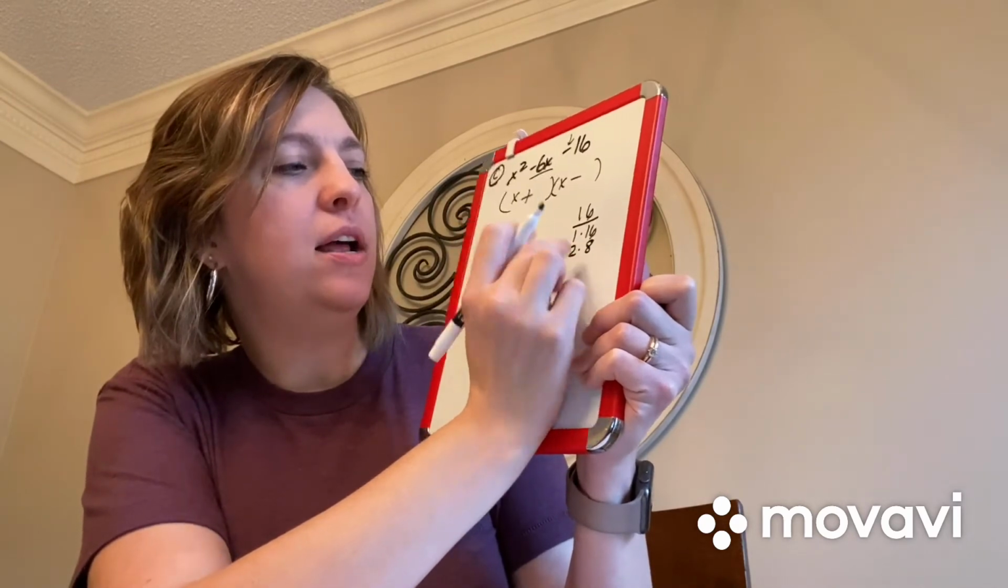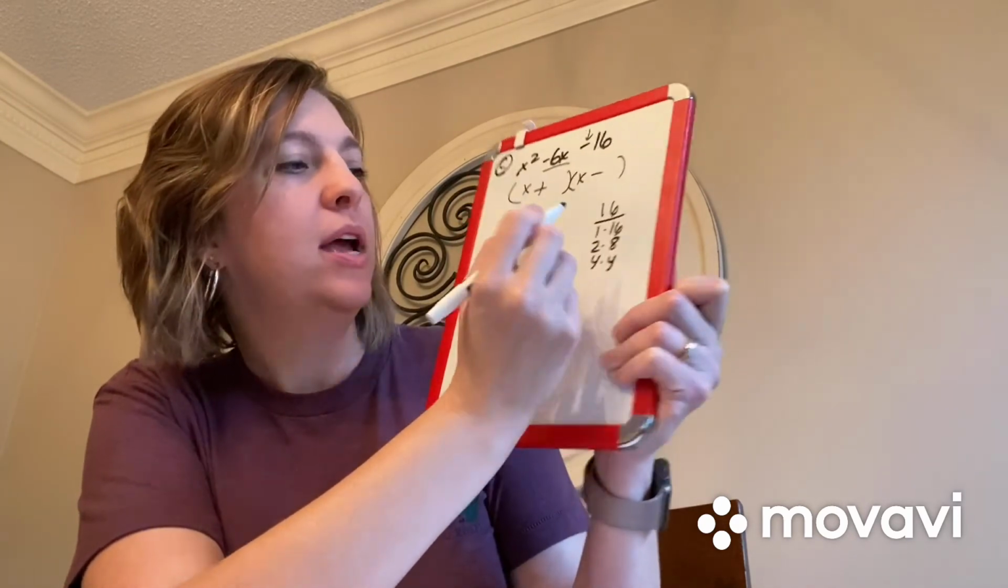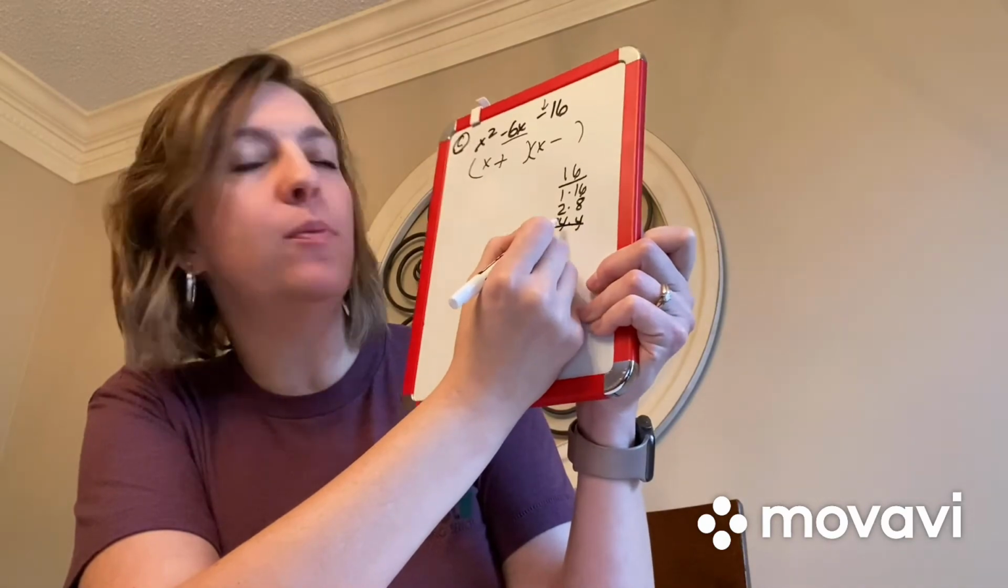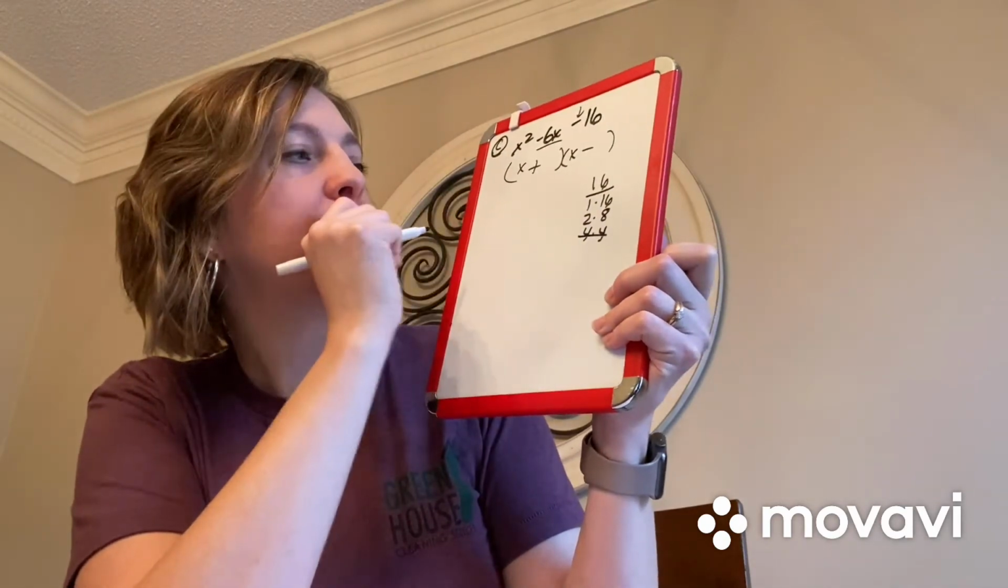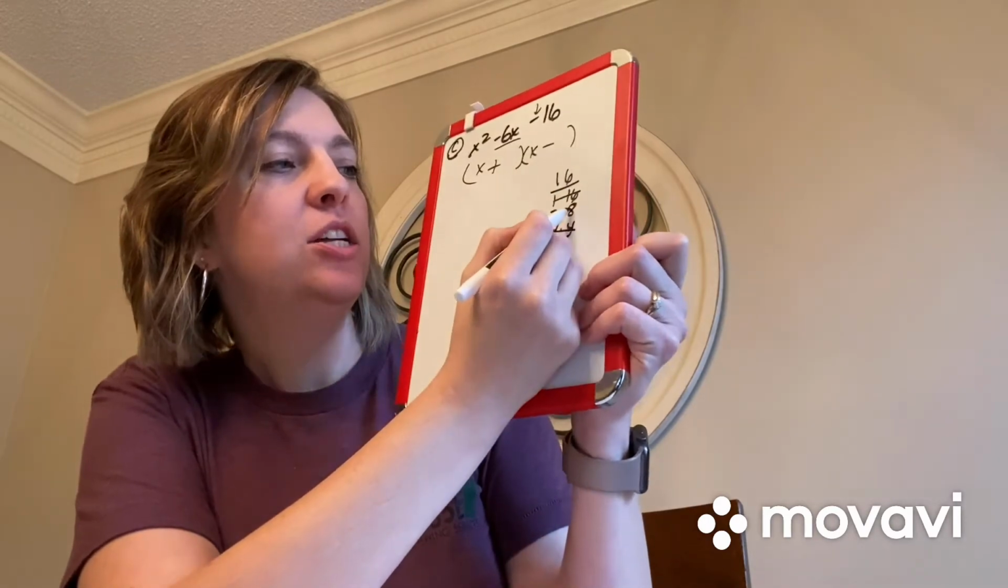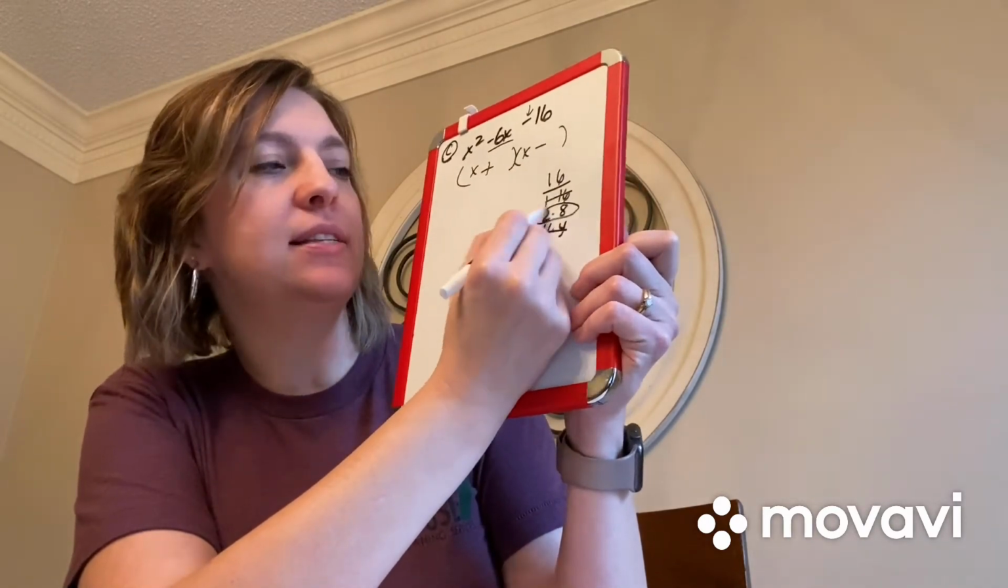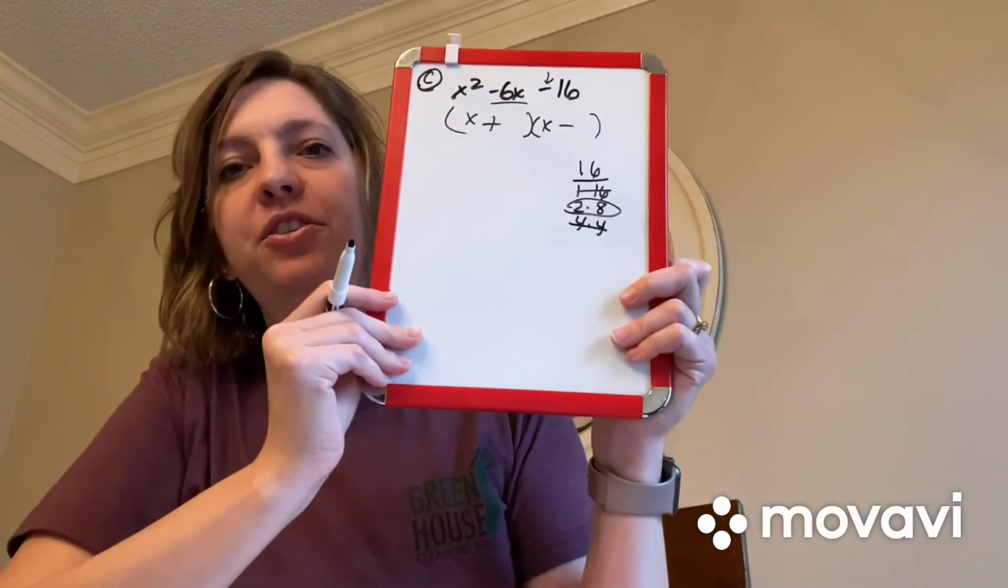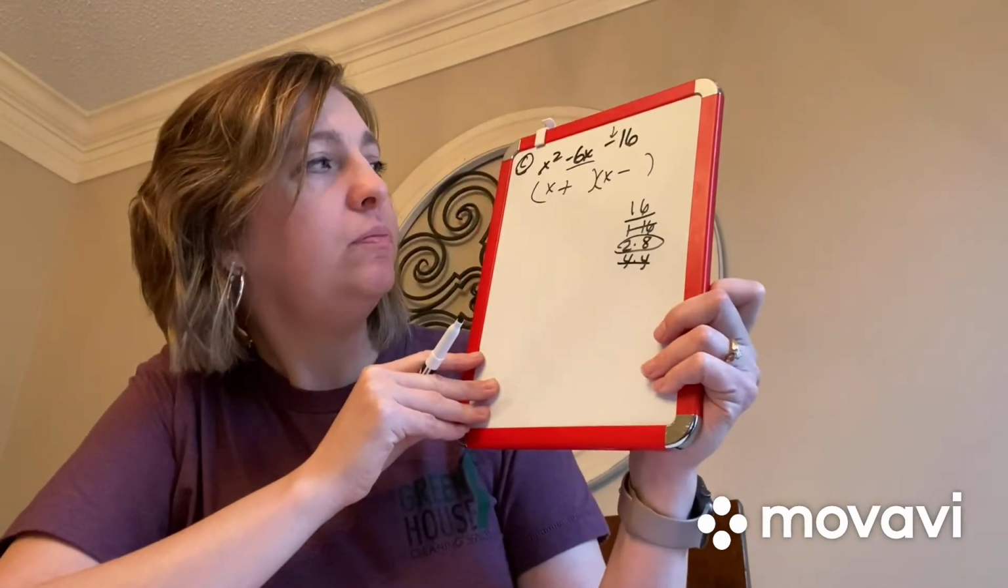3 does not multiply, but 4 times 4. Now, I know it can't be 4 times 4 because 4 minus 4 is 0. 1 minus 16 would be 15, so it's got to be 8 minus 2 is 6. So do you see how just writing out my factors helps me to solve it? All right.